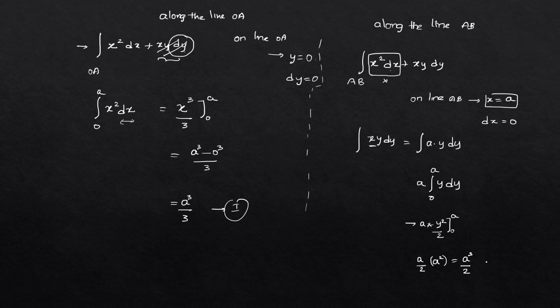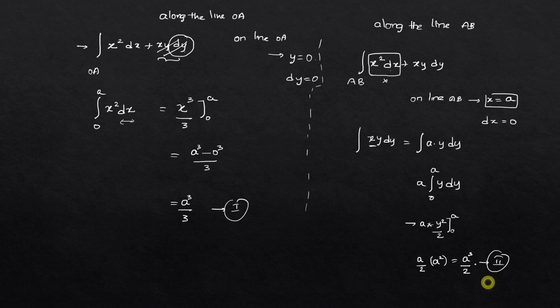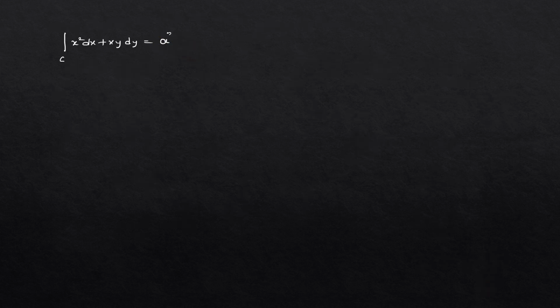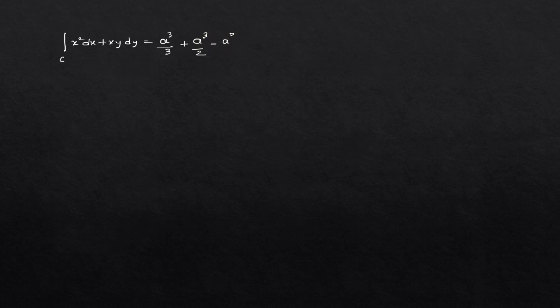So this is 1, this is 2, this is 3 and this is 4. Now add accordingly. So it is a cube by 3 plus a cube by 2, and the third value is minus a cube by 3, and the fourth value is 0. Now plus a cube by 3 and minus a cube by 3 cancel. The only remaining value is a cube by 2, right? So now the LHS part is finished.